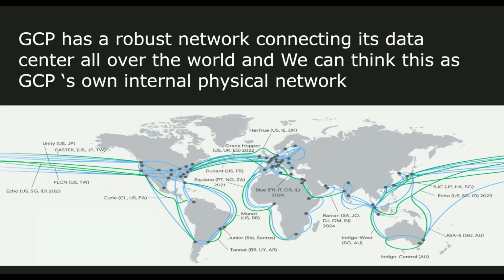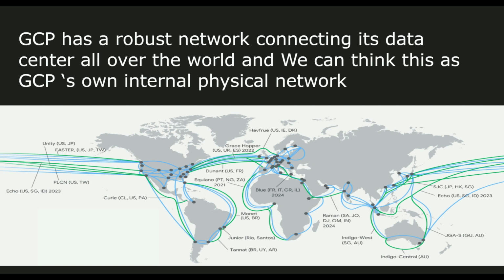Virtual private cloud. In this video, let's understand about the virtual private cloud. As I recall, as discussed earlier in our previous videos, GCP has a very robust network connecting its data centers across the world, right? And we can consider the network diagram below as their internal physical network. So this is how it is connected. They have their data centers across the globe, and all their data centers are interconnected.